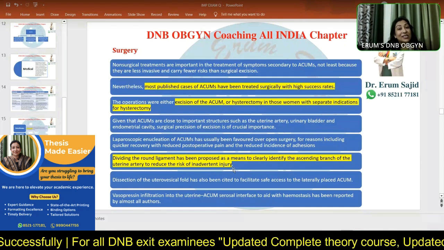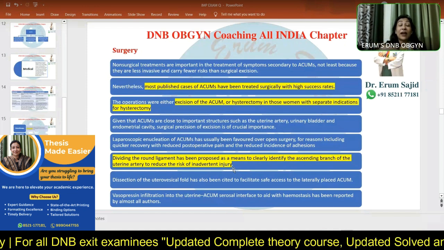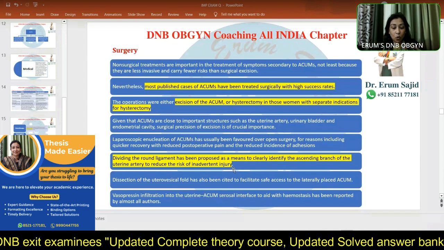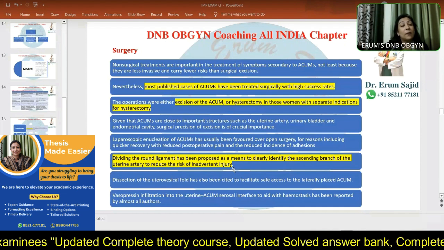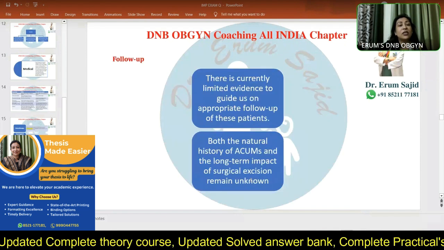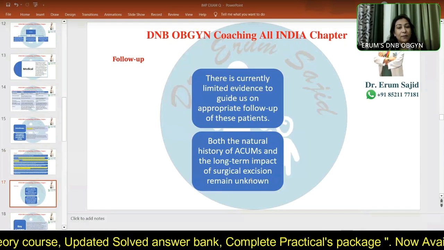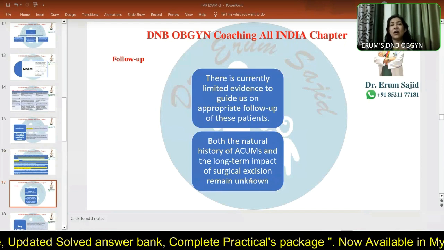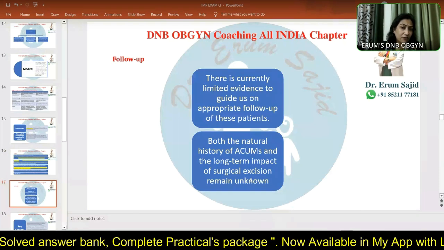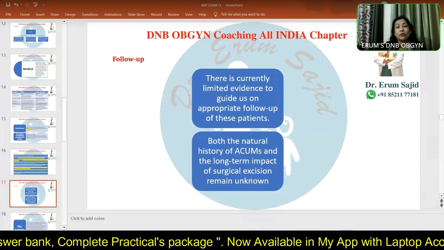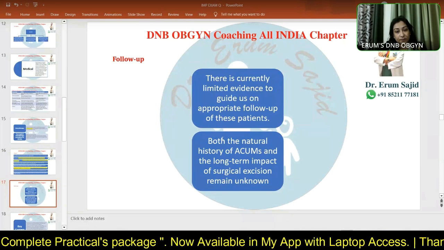So how to reach this place? How to reach this place is by dividing the round ligaments and going in, opening up the two flaps of the broad ligament and then reaching the cavitated malformation and simply excising it. There is no such follow-up because it's not cancer that's going to keep developing. But of course, you can call her once, maybe once a year after you've done the surgery, to see how she's doing and just go in for an ultrasound.